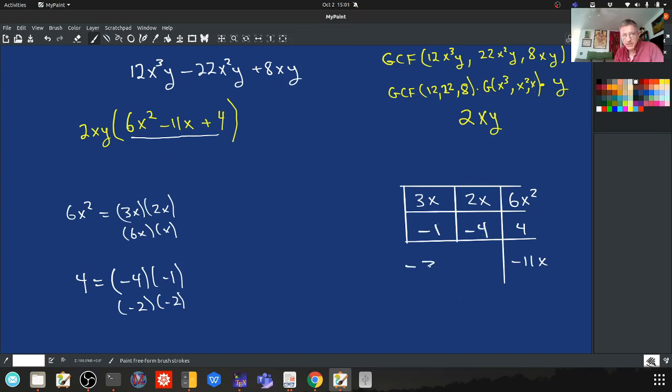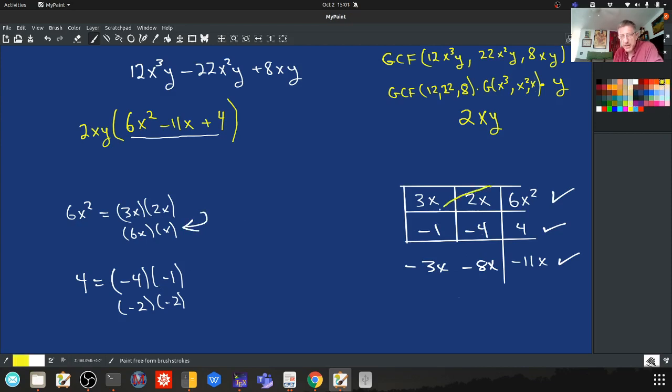So that's minus 3x minus 8x. Finally, I get what I want. Minus 3x minus 8x is minus 11x. And minus 1 times minus 4 is 4, and 3x times 2x is 6x squared. If that one had not worked, I would have had to try a 6x and an x on the top. But thank goodness that worked.